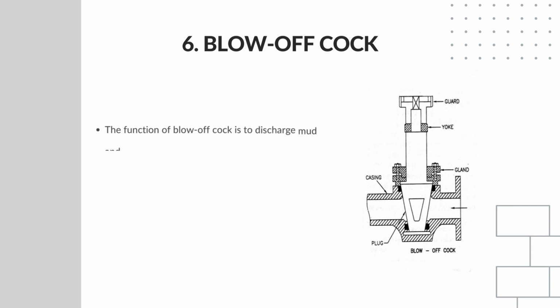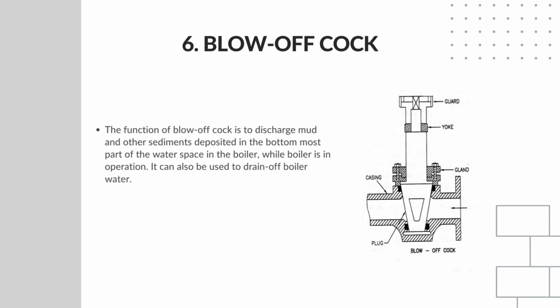Sixth is blow off cock. The function of the blow off cock is to discharge mud and other sediments deposited in the bottommost part of the water space in the boiler while the boiler is in operation. It can also be used to drain off water, hence it is mounted at the lowest part of the boiler. When it is open, water under pressure rushes out, thus carrying sediments and mud.